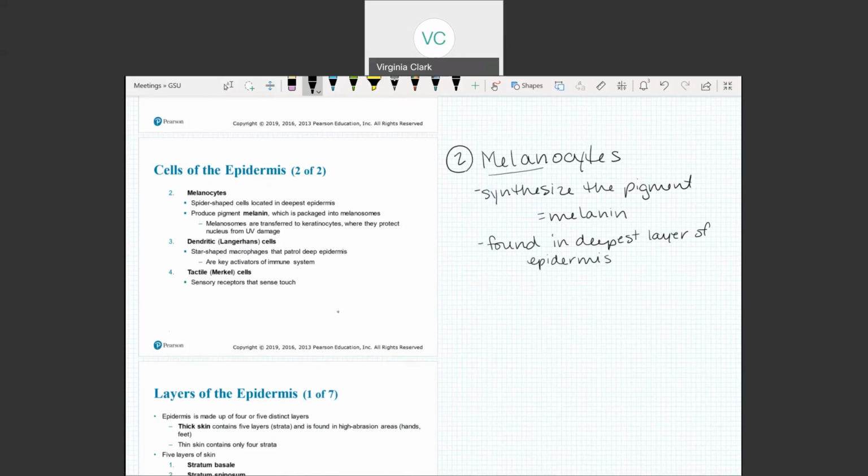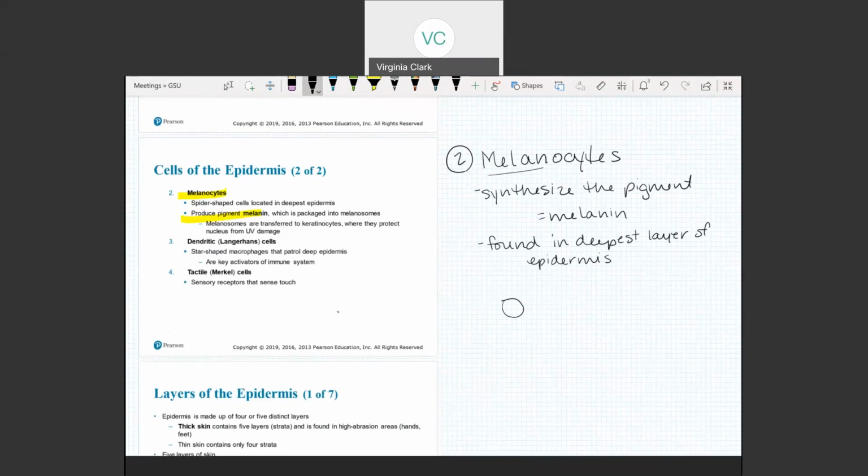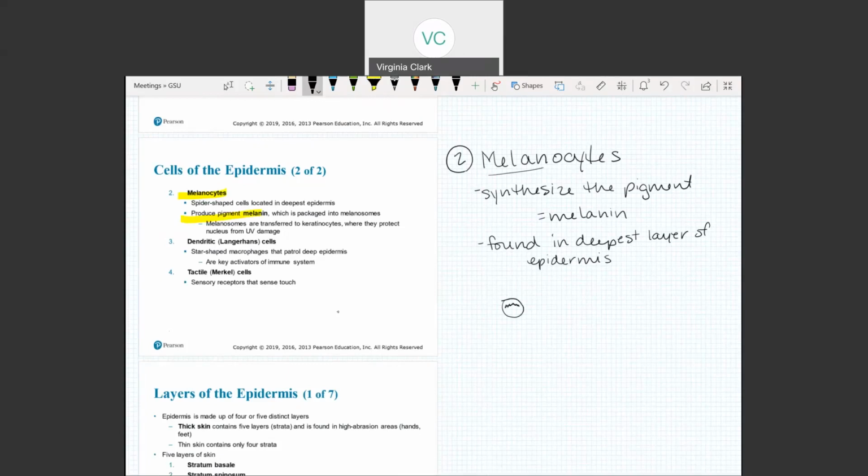And what is happening with these melanocytes is as they produce this pigment melanin, they will actually protect the cell from UV rays. So this is really cool. If this is our little cell right here, this is our melanocyte, and it's going to produce the pigment melanin. Melanin is actually a dark pigment. And as it does this, it will form from the deepest layer.